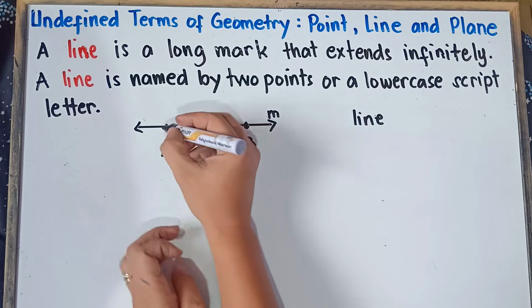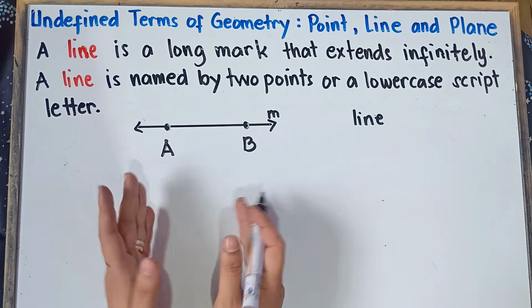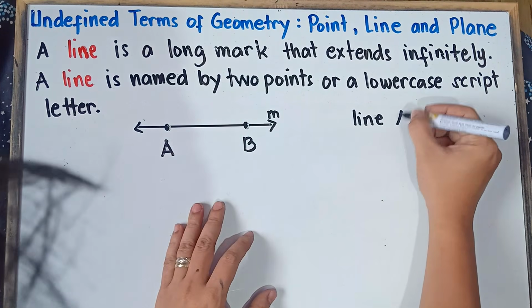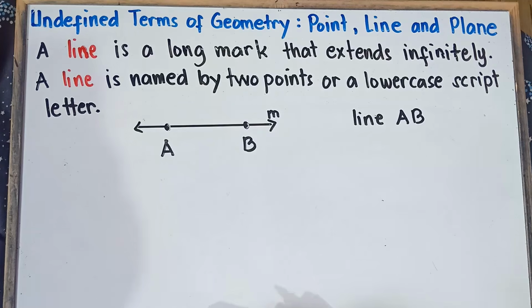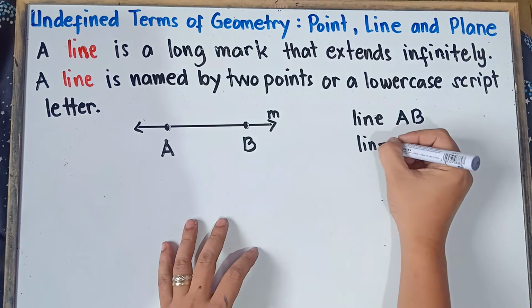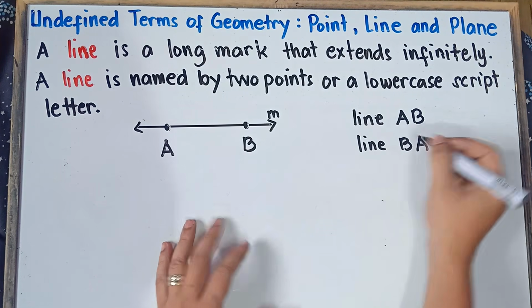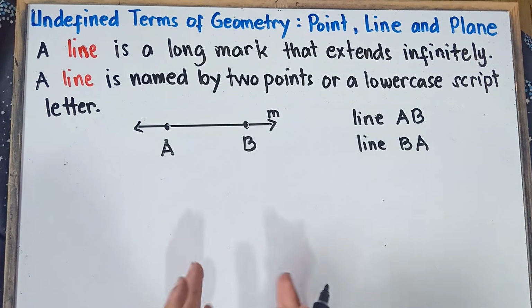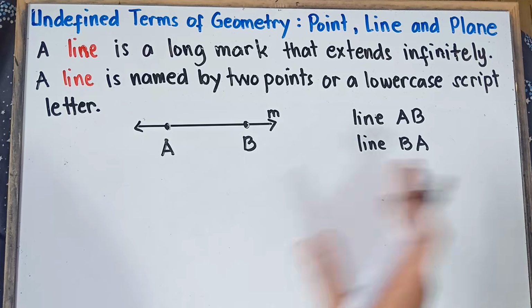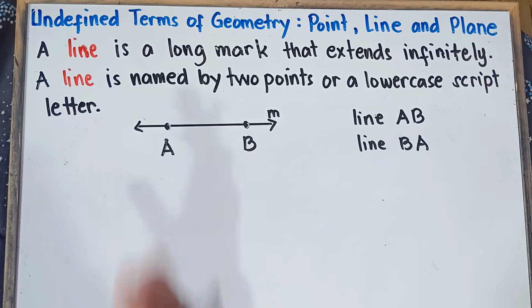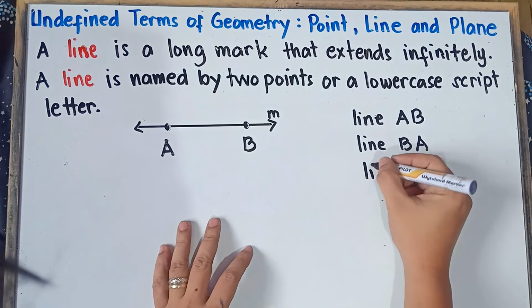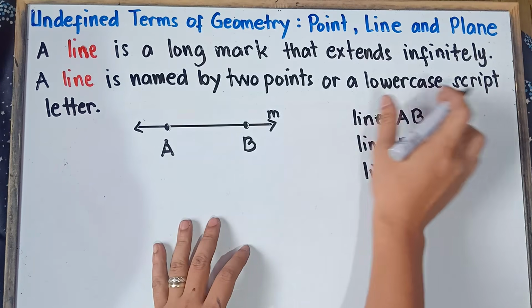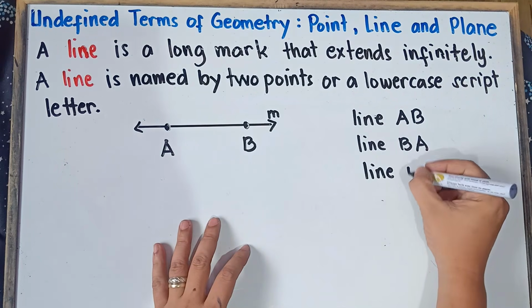Then AB. So once again, we have 2 points, so we can read this one line AB. The word line itself, then AB. Or we can read this one line BA. So once again, class, line AB is just the same as line BA. Do not be confused, class. Line AB is just the same as line BA. Or we can name this one line M, using the lowercase script letter.